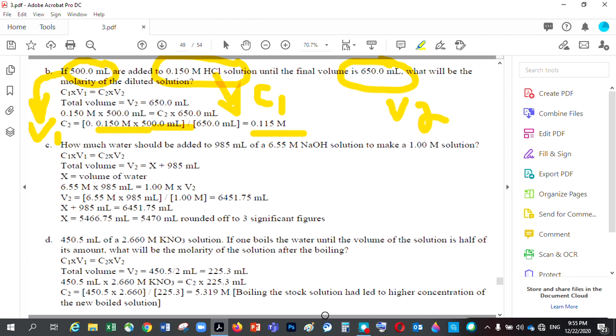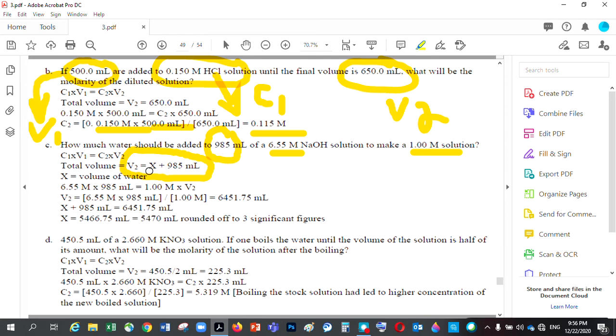Let's go for C. This is B, this is C. How much H2O should be added to 985 mL of 6.55 molar sodium hydroxide to make a 1.5 molar solution? Remember now, you are going from the concentrated to the diluted, correct? And you add H2O to that. So 985 is just the concentrated solution, then the total volume will be X plus 985. And you have to calculate X, which is the amount of H2O, correct?